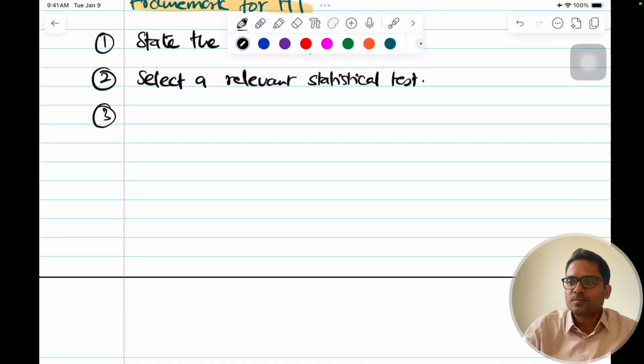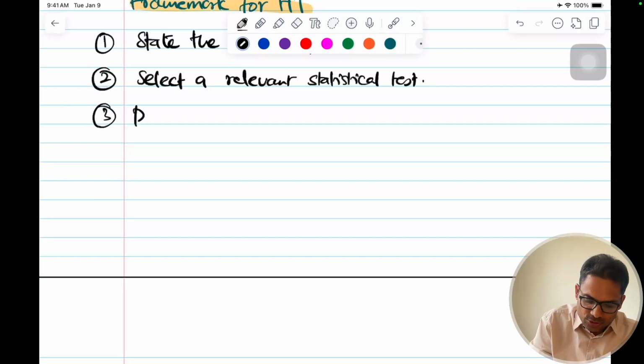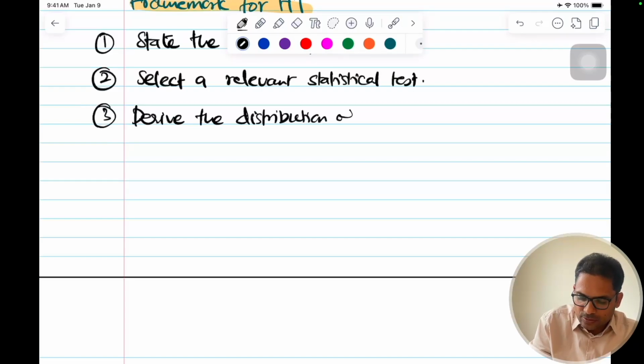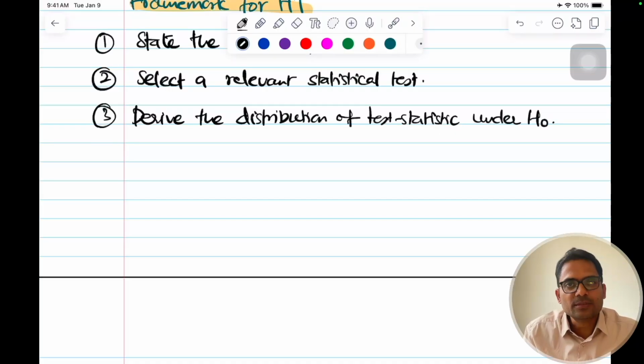The third step is to derive the distribution of the test statistic under the null hypothesis. So assuming that the null hypothesis is true, we derive the test statistic value. Derive the distribution of the test statistic. We call it the test statistic under the null hypothesis, assuming that the null hypothesis is true.